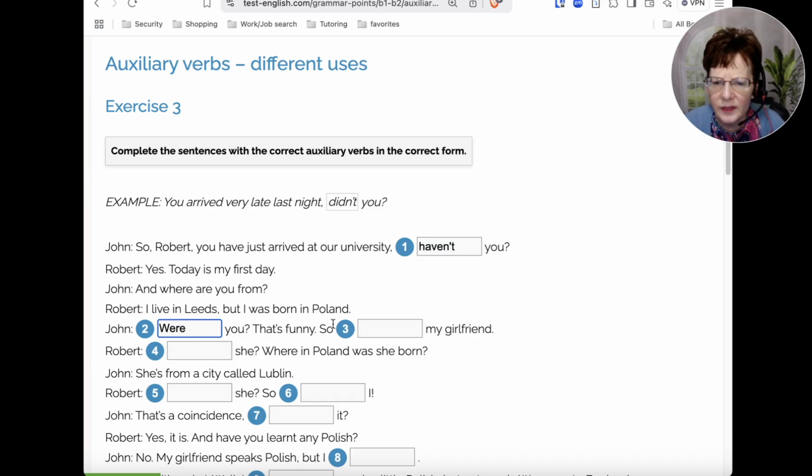That's funny. So, what goes here? Which one? Be verb. Was. So was my girlfriend. Then Robert still asked, was she? Except this begins a sentence, so it should be capital. Where in Poland was she born? She's from a city called Lublin.